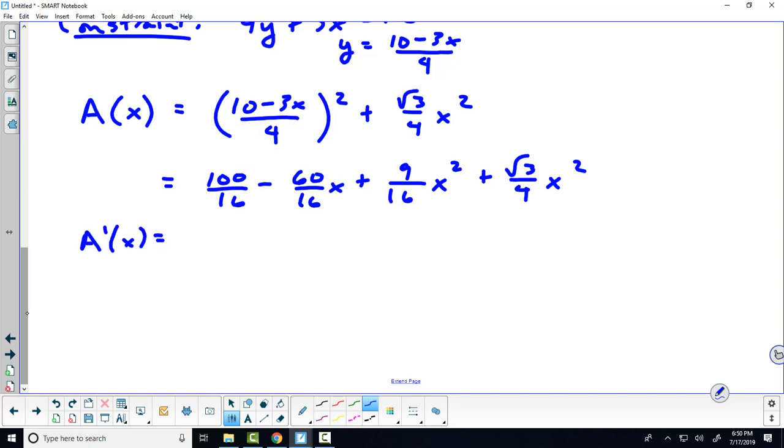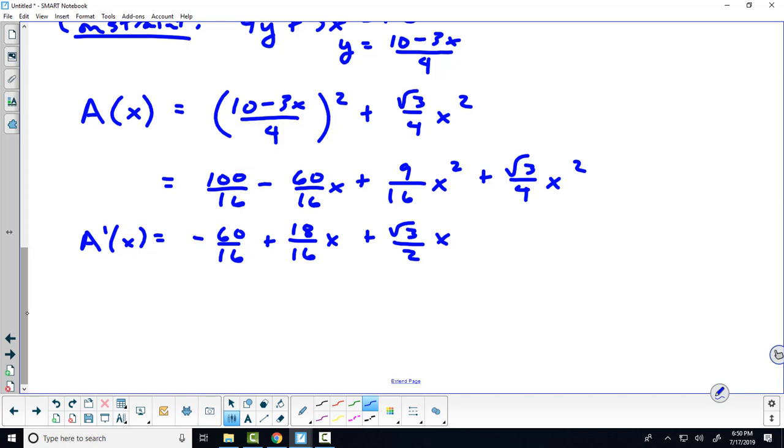And when we take the derivative, we get minus 60 over 16 plus 18 over 16 x plus the square root of 3 over 2 x. Why are we taking the derivative? I forgot to mention that. Because we're looking for critical numbers, because we're looking for global maxes and mins, and for that we need the critical numbers and the endpoints.